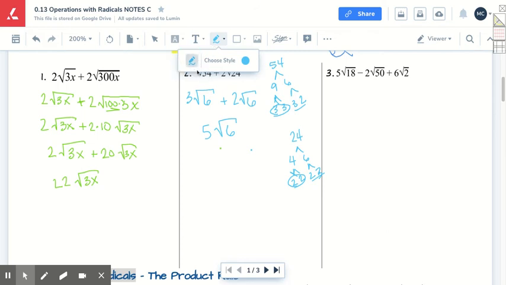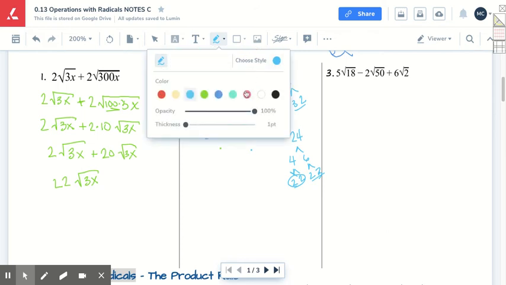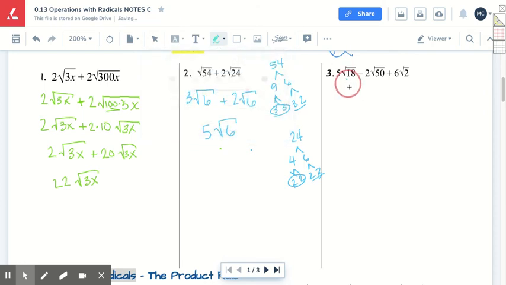And for that third one there, this time we have 3 radical expressions being added together. I guess we could call those terms, 3 radical terms. The indices match on all 3 of them. They're all square roots, but the numbers on the inside do not match. So we're going to need to work with them and see if we can break them down. So starting with 18.